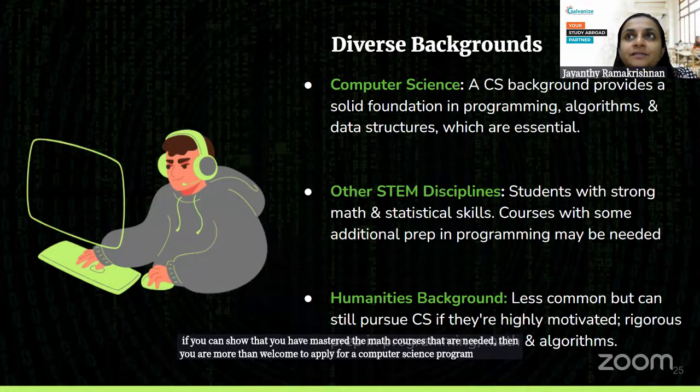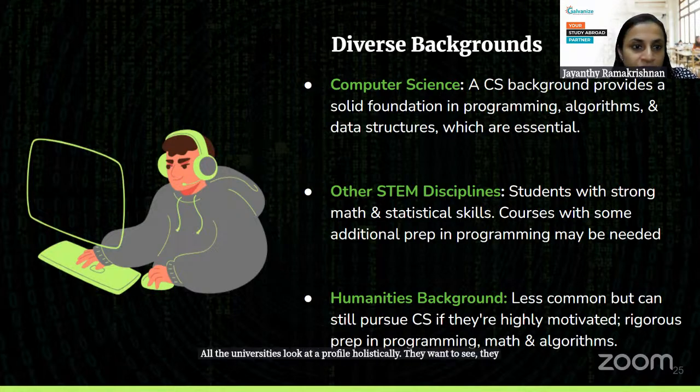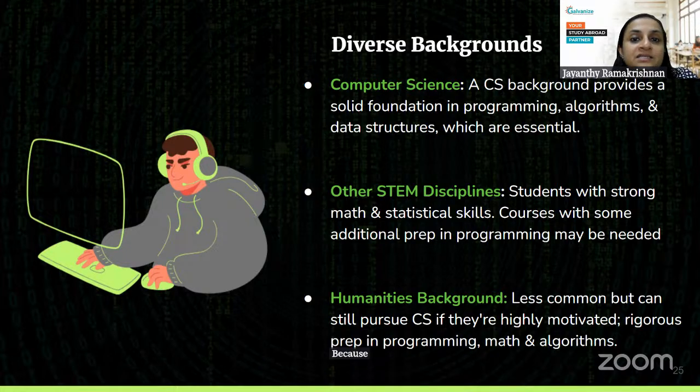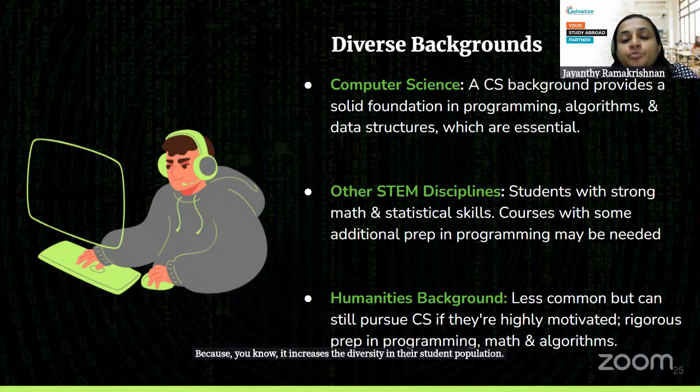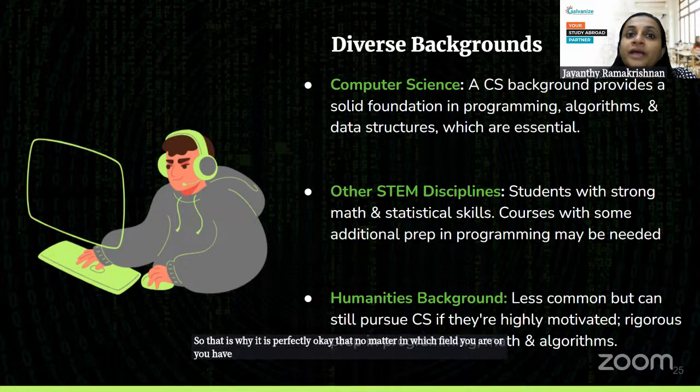And like I said, all the universities look at a profile holistically. They welcome people from diverse backgrounds because it increases the diversity in their student population. So it is perfectly okay, no matter which field you are in or have done your undergrad in, you can switch to computer science at any point.